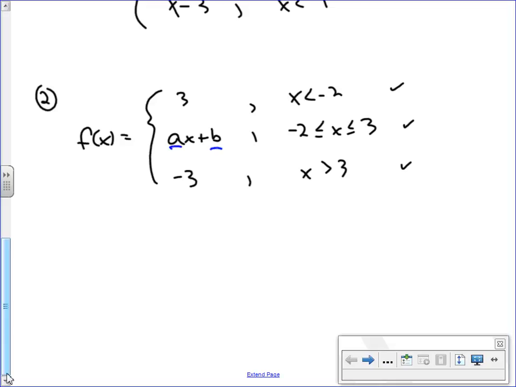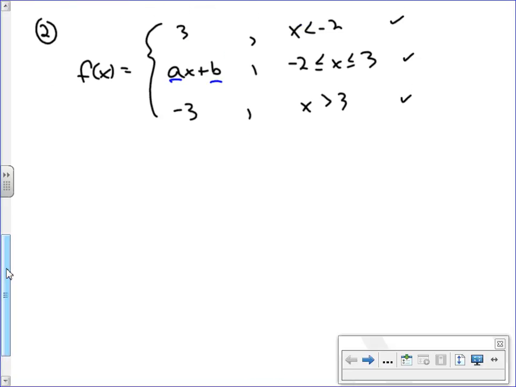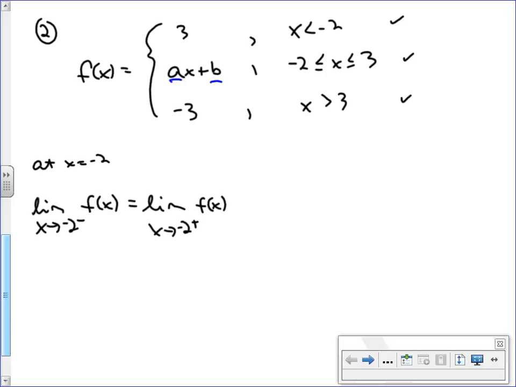So in order to make this one continuous, there are 2 places where it switches, and we're going to have to check out both places. So we're going to check out what's going on at x equals -2. The limit as x approaches -2 from the left has to equal the limit as x approaches -2 from the right, has to equal f of -2. -2 from the left is the top function, that's just 3. -2 from the right is the middle function, so I'm going to say a times -2 plus b.